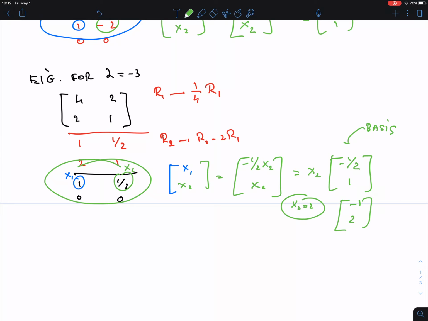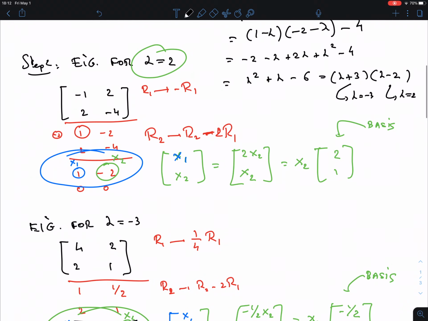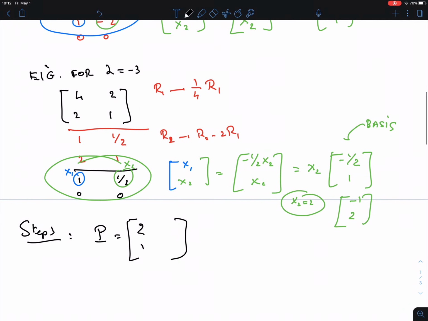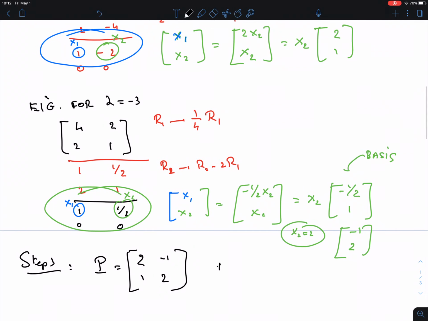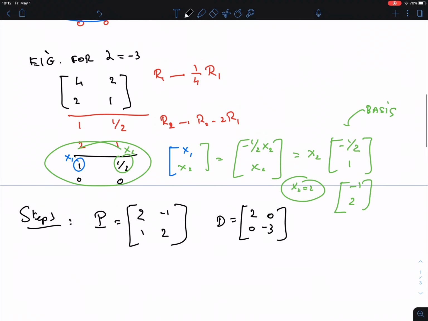So step 3, that's where we're at now. We know what P is. P consists of these 2 vectors in the order that I did them. I just like to keep the same order. And what else? What is the diagonal matrix? Well, it has to be the corresponding eigenvalues. I did first 2 and then -3, so that's what I get. Great.